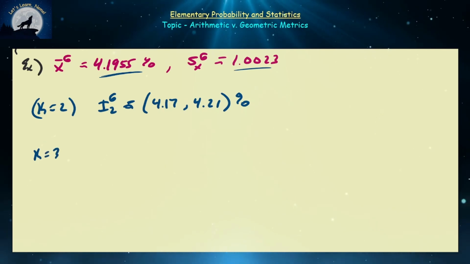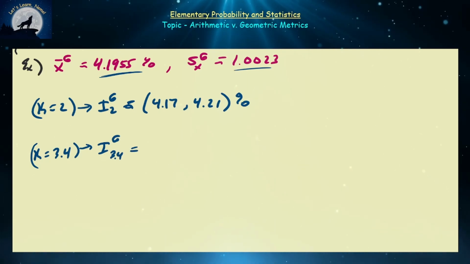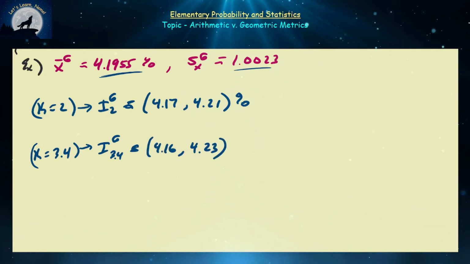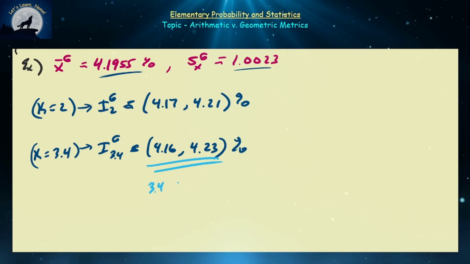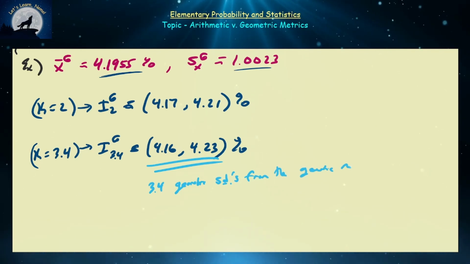And if we do k equal to 3.4, we're going to take our geometric mean divided by our geometric standard deviation to the power of 3.4, and then our geometric mean times our geometric standard deviation to the power of 3.4, and that's going to give you approximately 4.16 to 4.23, obviously, again, wider in percent. Okay, so what does that mean? That's 3.4 geometric standard deviations from the geometric mean.